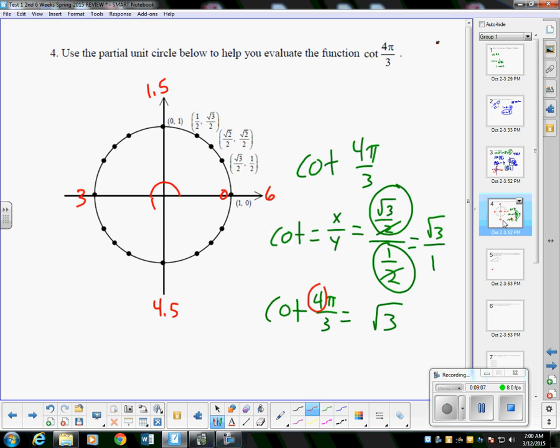So here again, my angle is in quadrant 3, which means both my x's and y's are negative. If both the x's and y's are negative, when I divide the 2 out, I get a positive square root of 3. Because remember, I am dividing a negative x coordinate by a negative y coordinate. So therefore, I get a positive square root of 3.